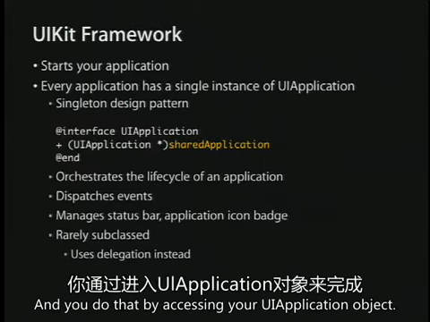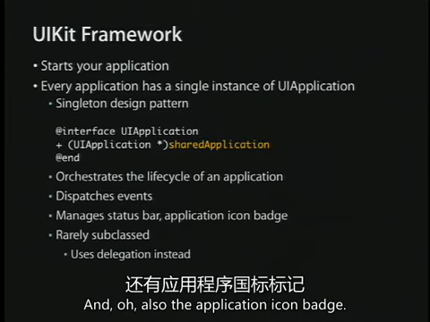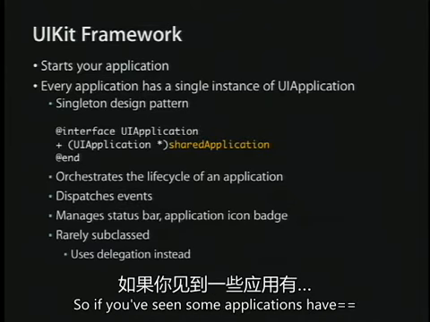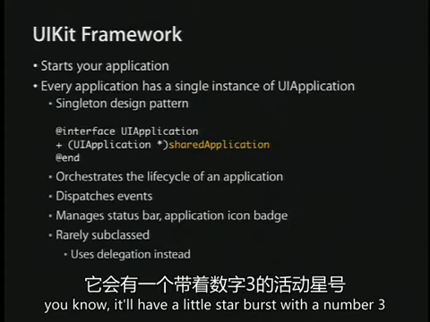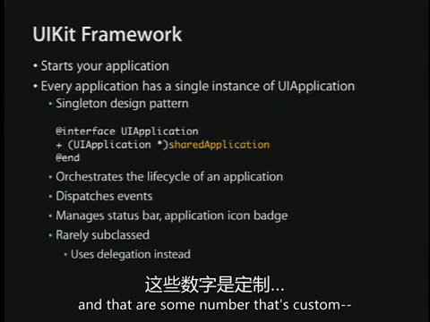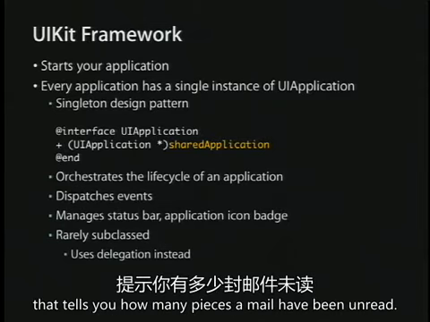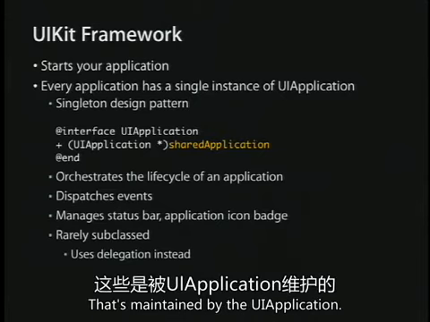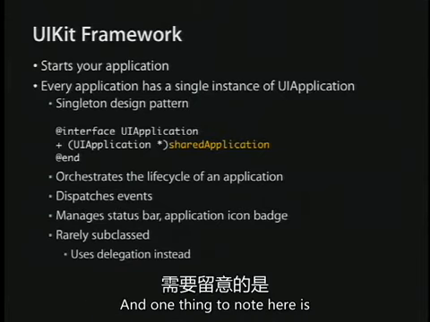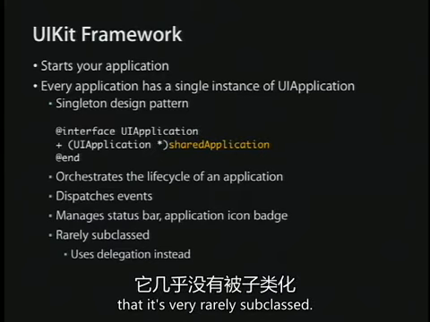And you do that by accessing your UI application object. And also the application icon badge. So you've seen some applications have a little starburst with the number 3 in it, or some number that's custom. The mail app, for example, will have a little starburst that tells you how many pieces of mail have been unread. That's maintained by the UI application. And one thing to note here is that it's very rarely subclassed.